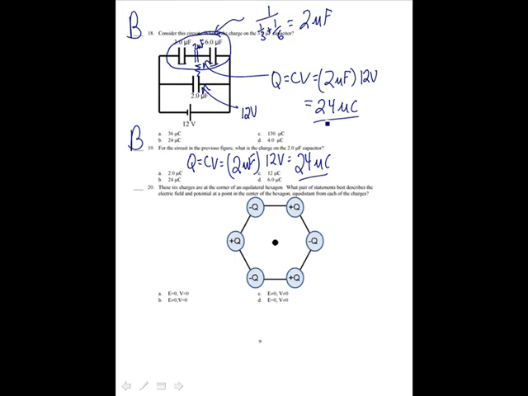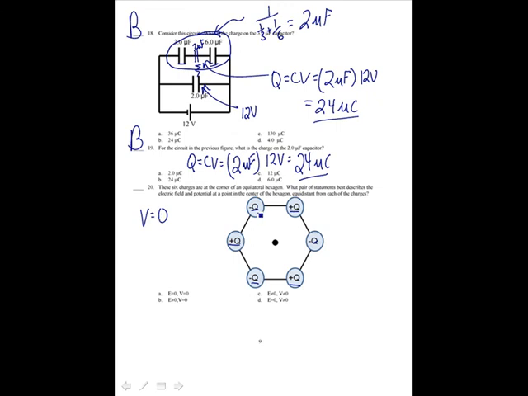There are 6 charges at the corners of an equilateral hexagon. What pair of statements best describes the electric field and potential? Well, for the potential to equal 0, you have to have equal numbers of positive and negative charges equidistant from the point. So we have 3 positive, 3 negative, so the potential is equal to 0. And then to find the electric field, we just want to draw our vectors.